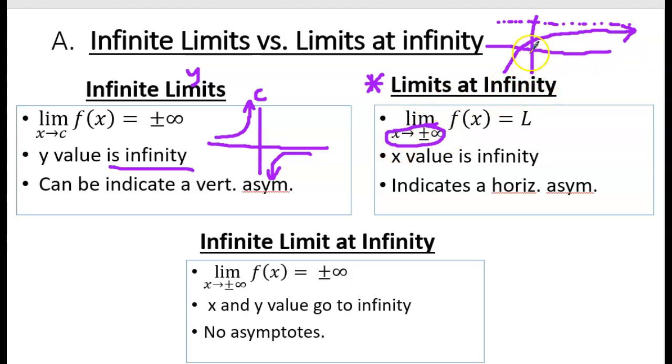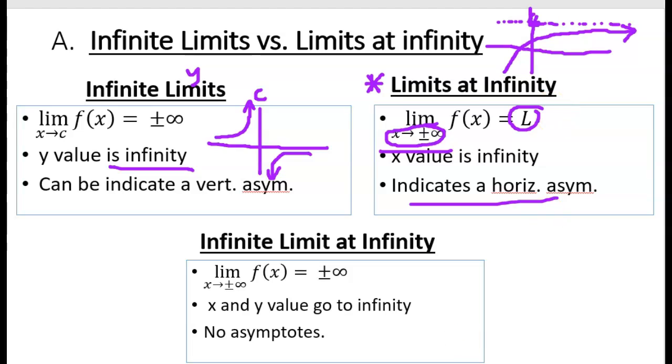But as you guys can see, as I keep going to the right, my graph is getting closer and closer to that dotted line. And that is a specific y value. The y value is not getting bigger and bigger and bigger. It's actually approaching a y value as the x gets bigger and bigger. So that usually indicates that we have a horizontal asymptote. So if the y value actually approaches some number as x approaches infinity or negative infinity, then we would say that's a limit at infinity.